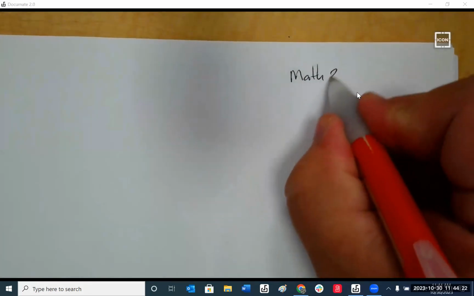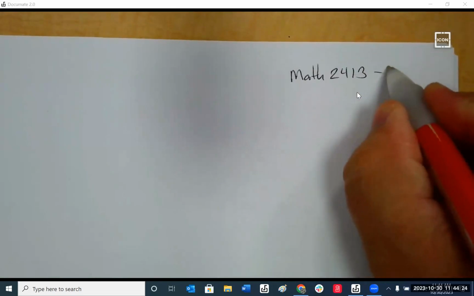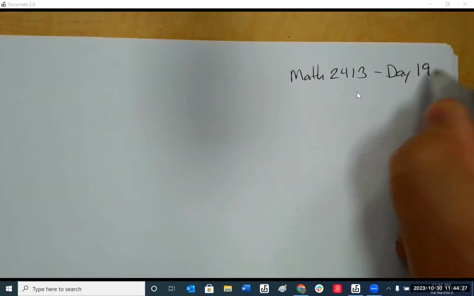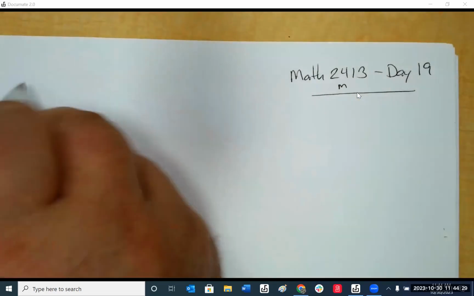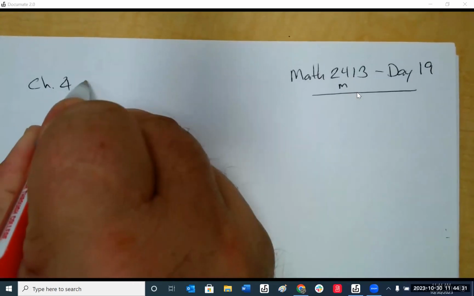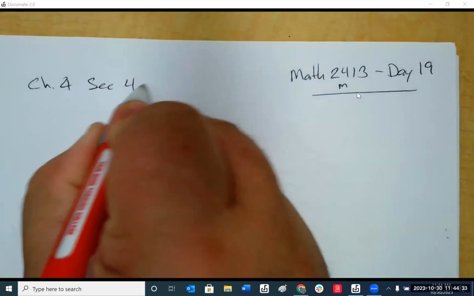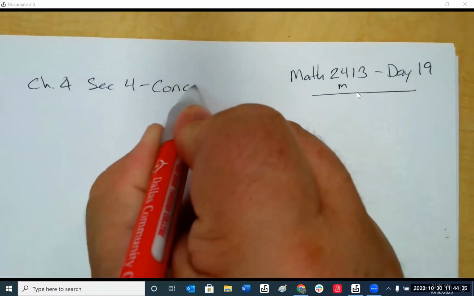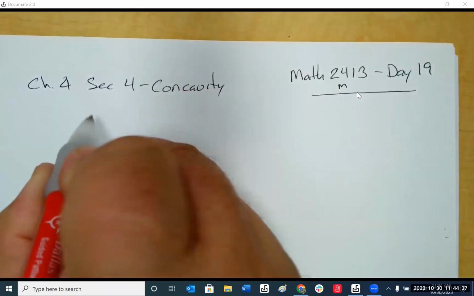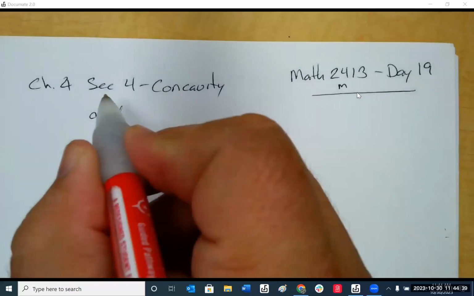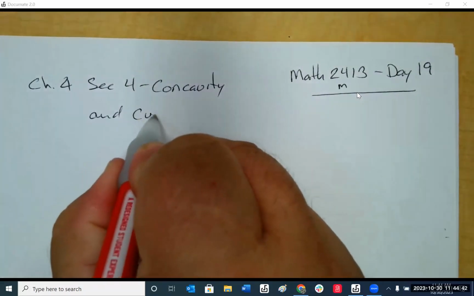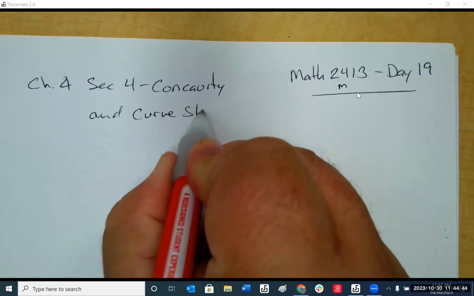I'll continue from here. This is chapter 4, section 4: Concavity and curve sketching.